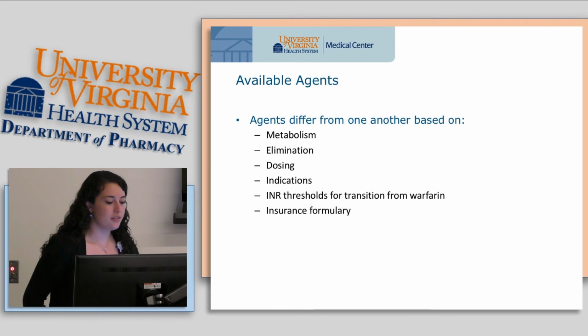So these agents differ from one another when we're trying to determine which one is being started. Each of them has slight differences in its metabolism, the way it's eliminated, their dosing, whether it's once or twice a day, whether they need to take it with or without food. There's different indications for some, and then others don't have those indications. Different INR thresholds for when we can switch from warfarin, and then differences on patients' insurance formularies.